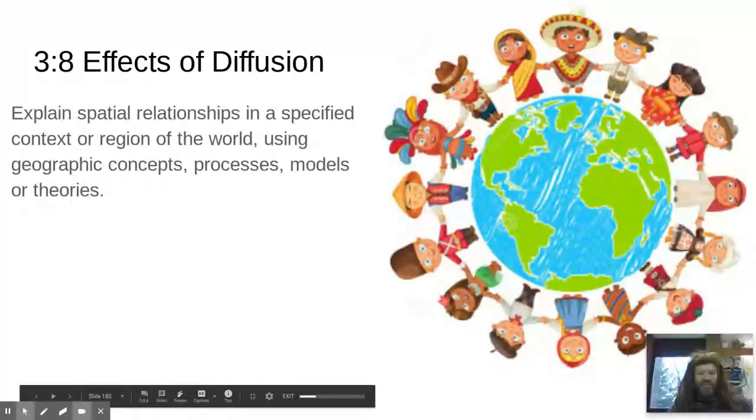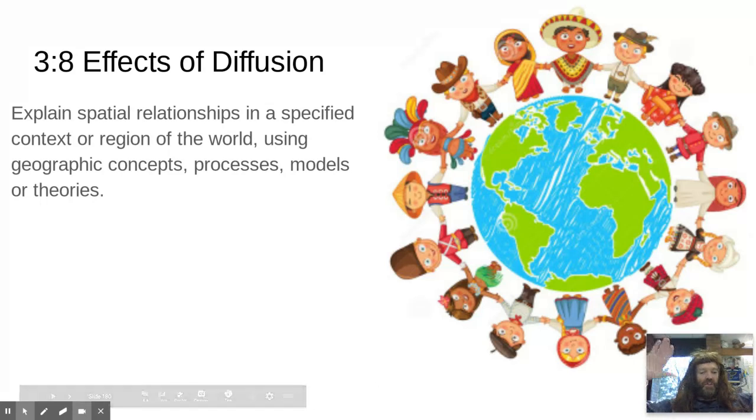This 3-8, all right, this is a culture unit. This is the final one. This is about the effects of diffusion, right? And the spatial relationships, there it is again, spatial. Like AP loves spatial stuff. So why are people spread out the way they are? And when they are spread out, what do they do differently, right? So in the context of our country, a region, the world, using concepts, processes, models, theories, right?